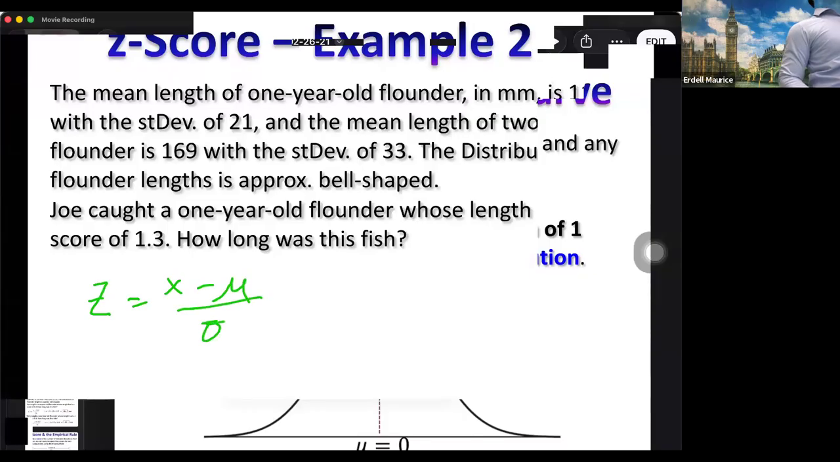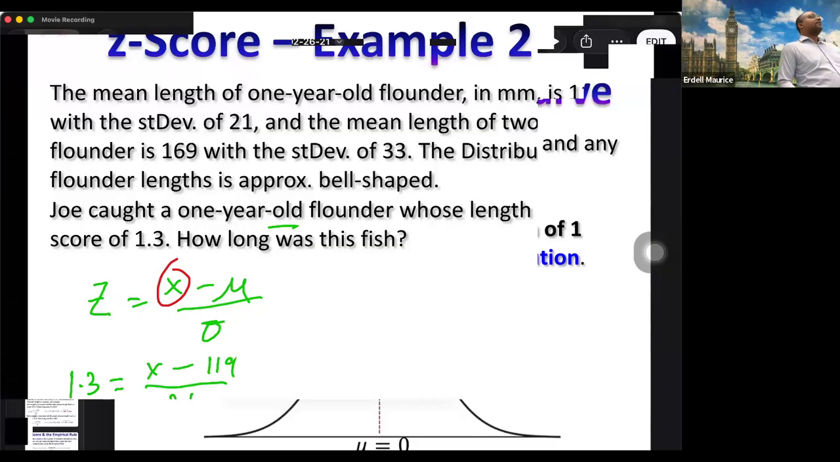Any algebra people in the house? If you're an algebra inclined person, you simply plug in all the details and solve for the missing value. And so z is 1.3. X is unknown. The mean for a one-year-old flounder is 119. And the standard deviation is 21. And you just solve this equation for X.